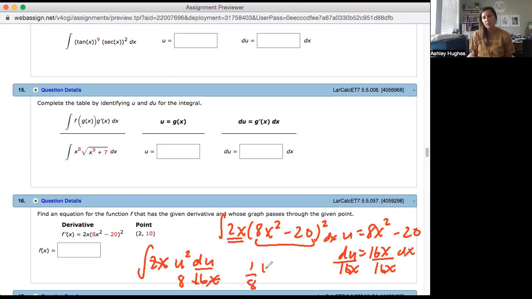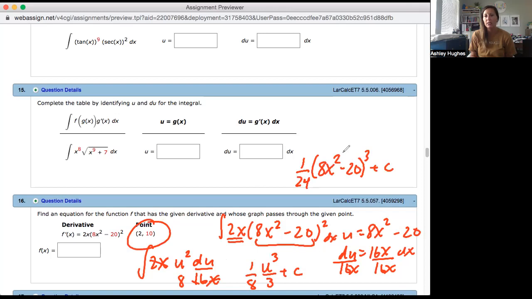Then take the antiderivative of that. That would be u cubed over 3 plus c. So we have 1 over 24 times u, plug u back in, 8x squared minus 20 cubed plus c. Then I need to plug in this point to figure out what c is. So it'd be 1 over 24 times 8 times 2 squared minus 20 cubed plus c equals 10.